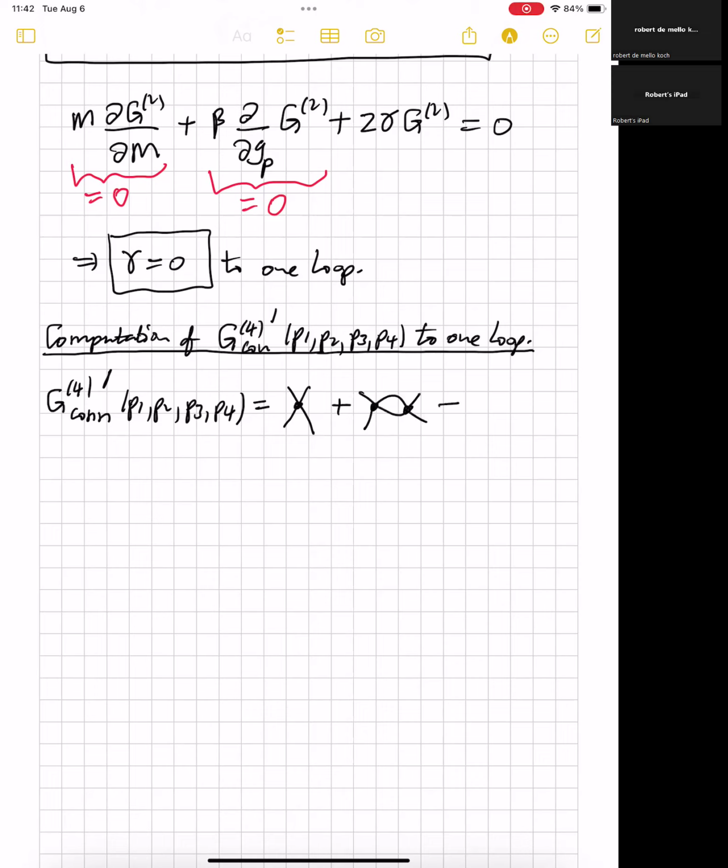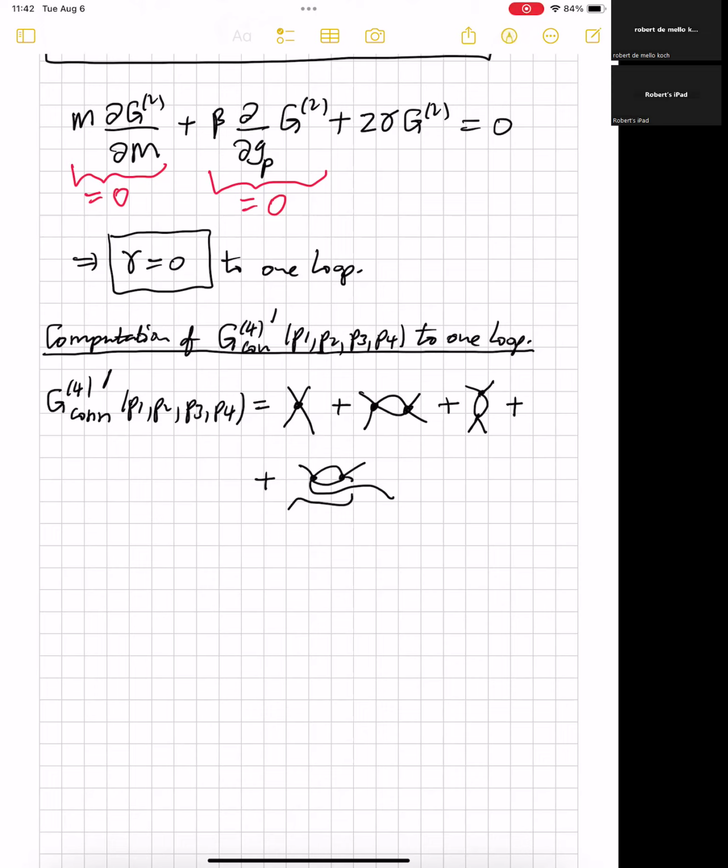I'm just going to quote formulas that we obtained previously. So there was one tree diagram. There were 3 one-loop diagrams. And this is what they looked like.